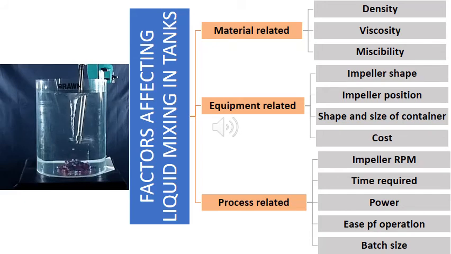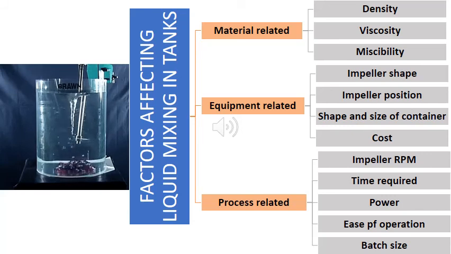Then, if we talk about the equipment related factors, the shape of the impeller, whether it is paddle, turbine, or propeller, how it is placed, at what height it is placed in the mixing tank, what is the angle it is placed at, what is the size, its diameter, in respect to the mixing vessel's diameter. What is the cost? Of course, cost is a major factor while we are finalizing the instrumentation of any process which we are carrying out in the laboratory or in the industry.